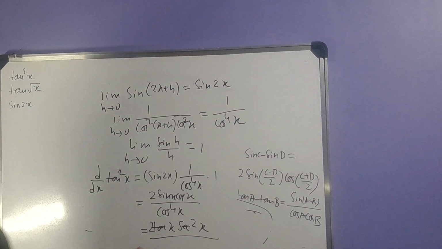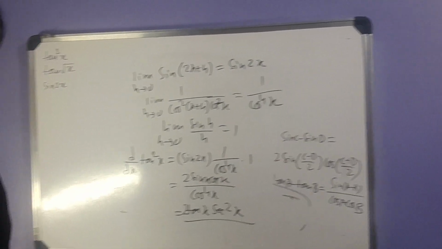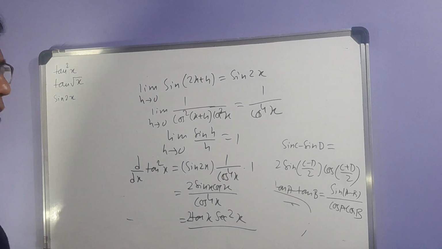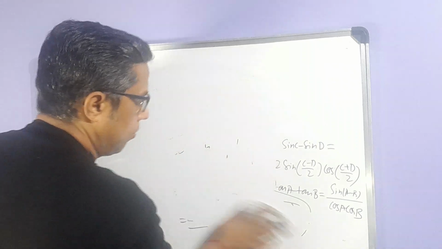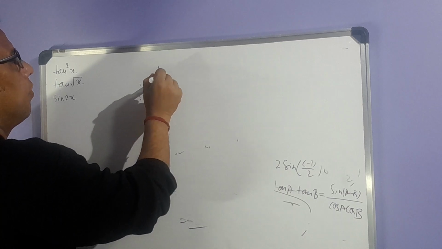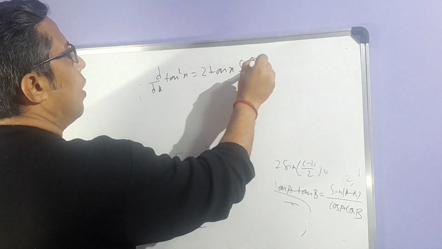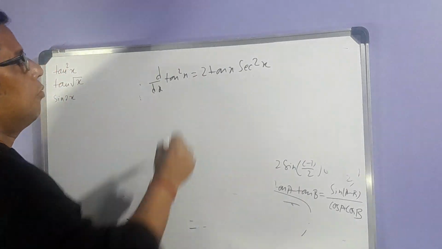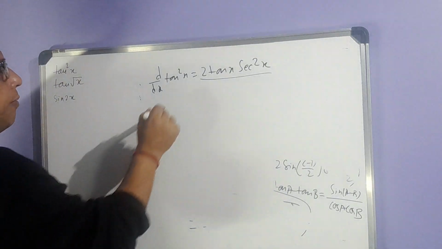Clear? So this will be the answer for you. Okay, I just aligned it. Fine. So my answer is, d dx of tan square x is equal to 2 tan x sec square x. Now I have to validate. I want to cross check whether I am correct or not. Then let's do the direct derivative.